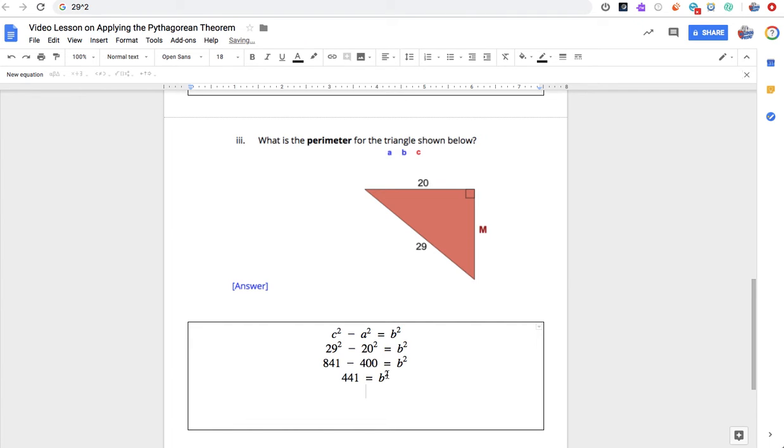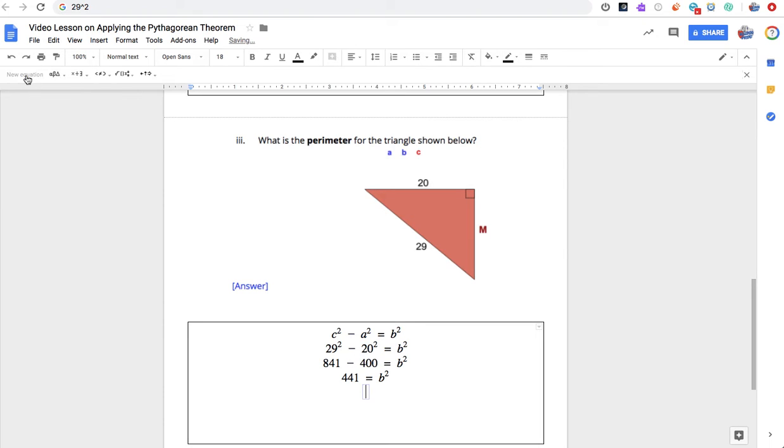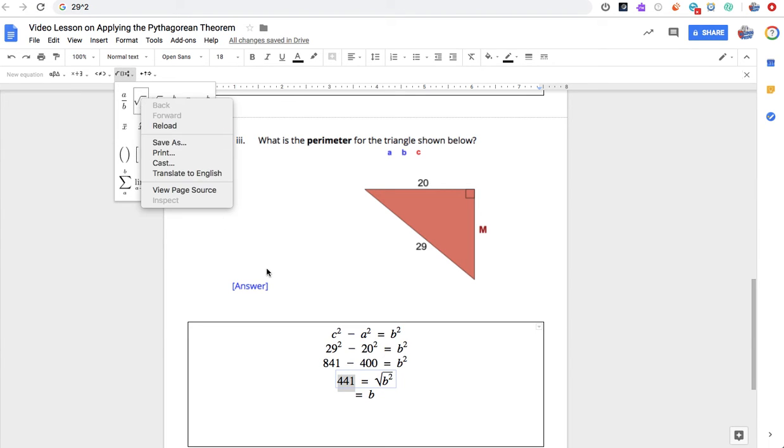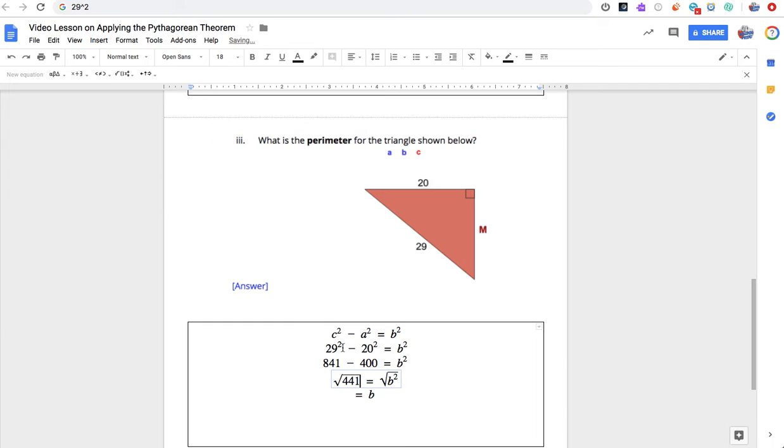The final step: how do we cancel out the squared that's attached to our b? We want to know at the end of the day what b is equal to. The way I cancel out a b squared is by applying a square root to it. And if I apply a square root on the right side of my equation, I have to do the exact same thing on the left side of the equation to keep that part balanced.